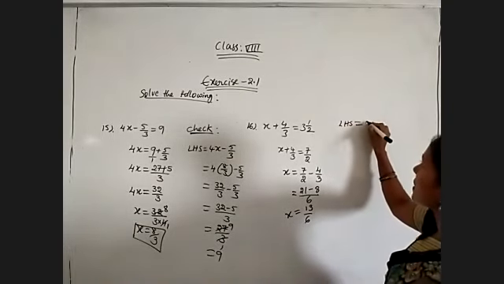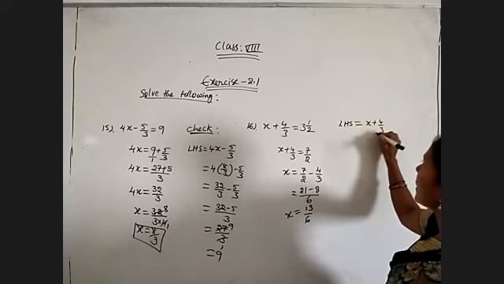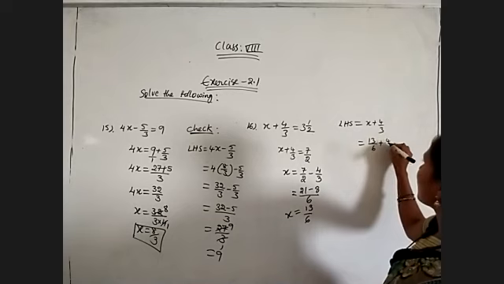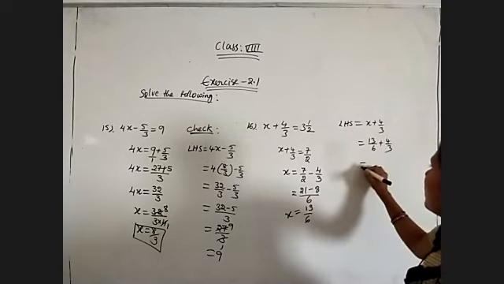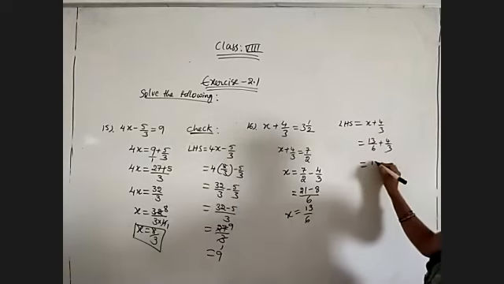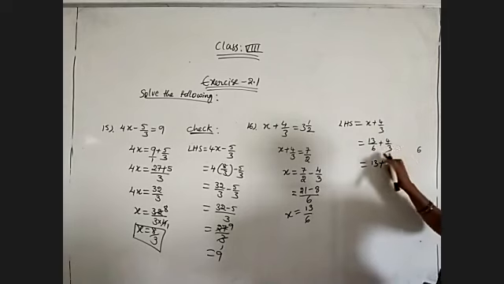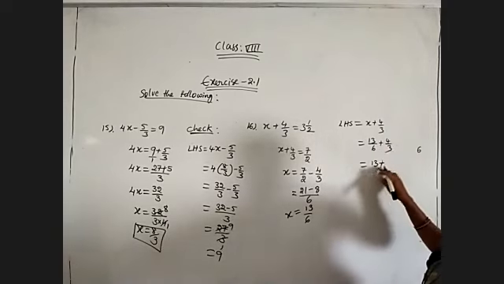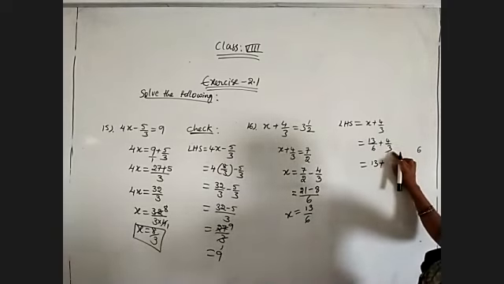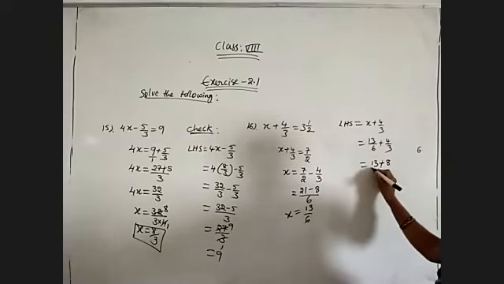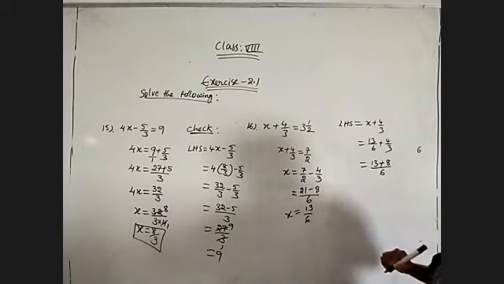The LHS of the equation is equal to x plus 4 by 3. So the x value is equal to 13 by 6 plus 4 by 3. Now, 13 plus... see, the LCM of 3 and 6 is 6. In the 3 table we will get 6. So 3 twos are 6, and 2 fours are 8, by 6.